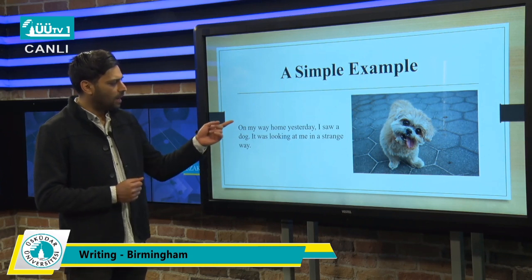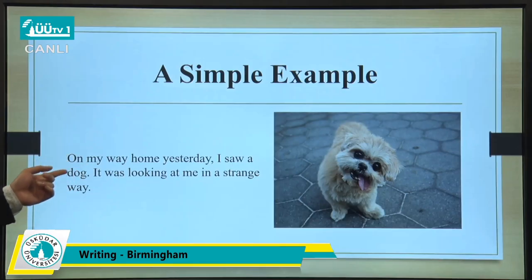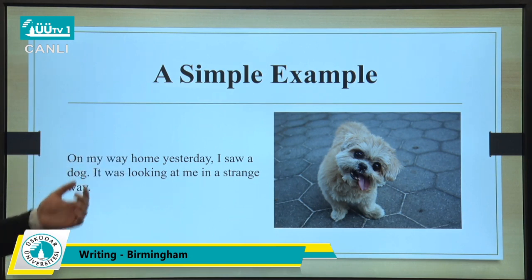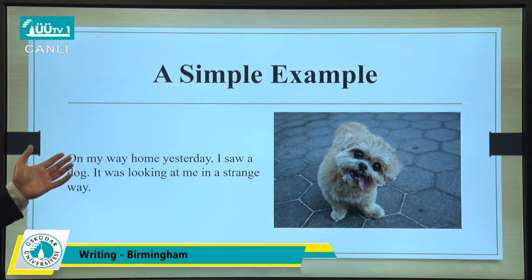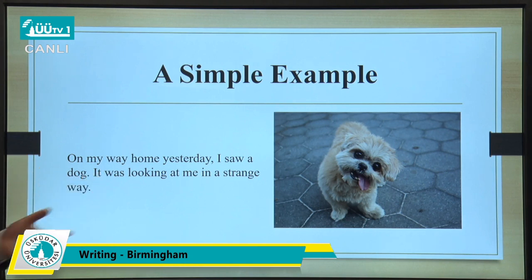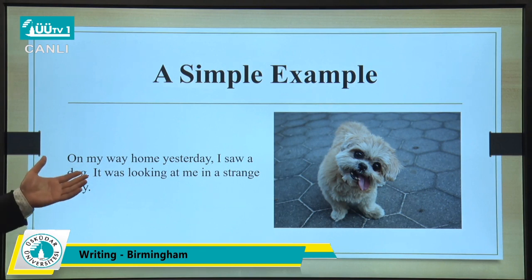can see that on my way home yesterday, I saw a dog. It was looking at me in a strange way. This "it" here refers back probably to this dog. The dog was looking at me in a strange way. So I used a pronoun to reference back to this dog. I didn't mind repeating the word dog, but it was in a better shape to write a pronoun here, to make it as cohesive as possible.